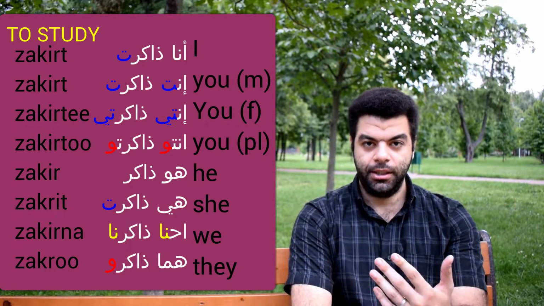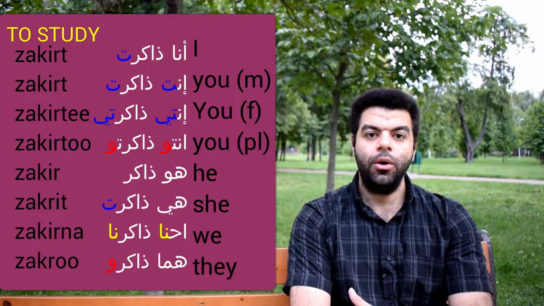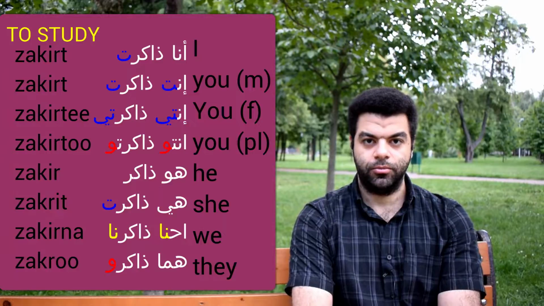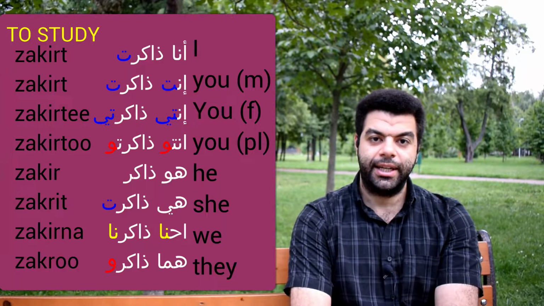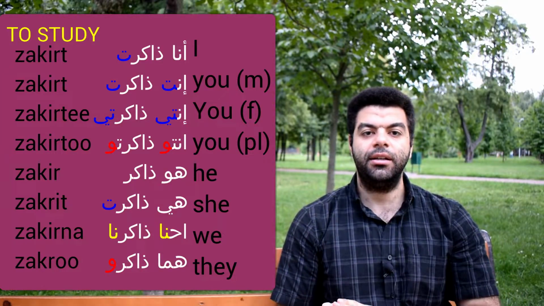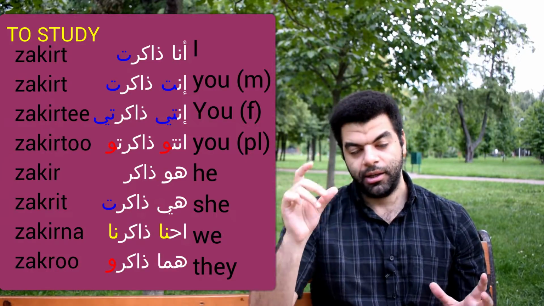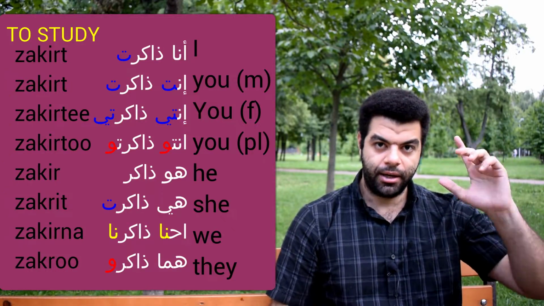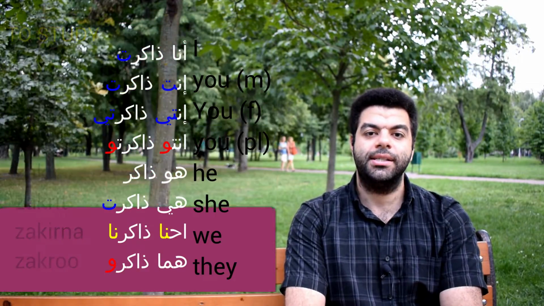Howa, he. Howa zakir. Usually with Howa we don't add anything. And hiya, she. Zakrit, and then ihna zakirna. So it's also the same ending. Ihna zakirna. Humma, they. Humma zakru.